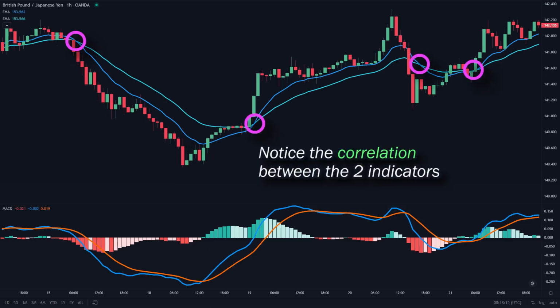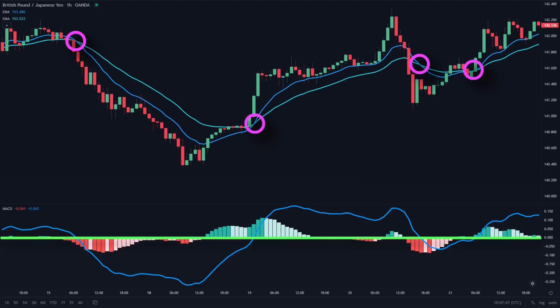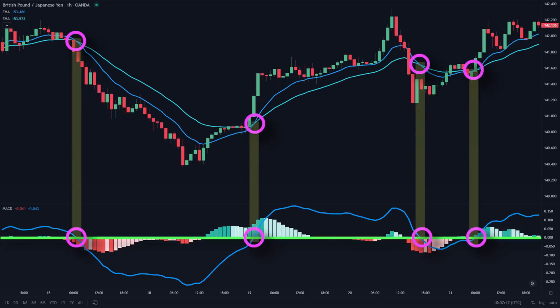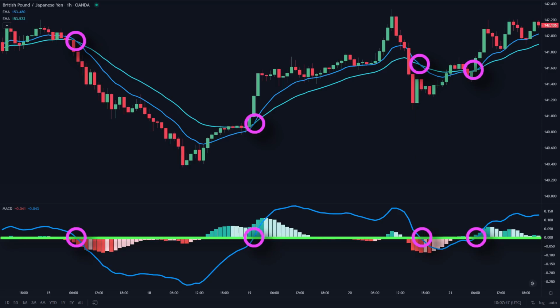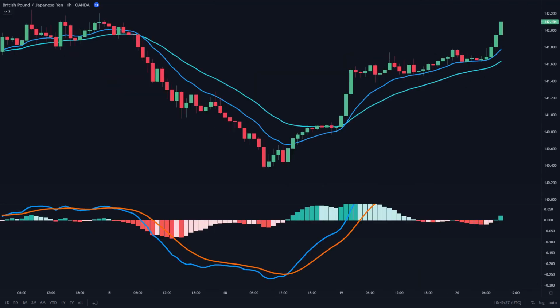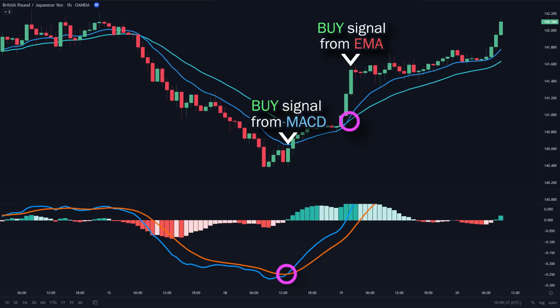Every time we have a crossover on the moving averages, we also have a crossover on the MACD, but it's between the MACD line and the zero line. But remember, what we look for in the MACD is not the zero line, but rather the crossover between the MACD line and the signal line. As you can see, the crossover on the MACD gave a much earlier entry signal compared to the crossover on the moving average. That's why I prefer it as my momentum indicator.